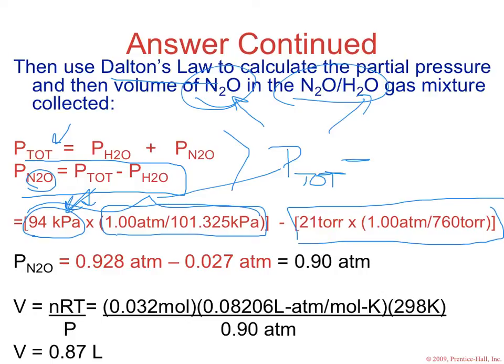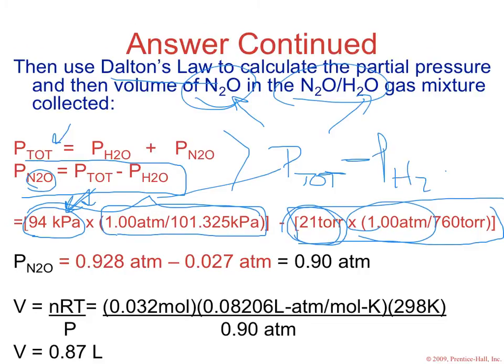which either the problem will give you or you'll be given a table of vapor pressures. The problem did tell you the temperature, so if you look at the temperature, the pressure for water vapor at that temperature is 21 torr. Again, converting it to atmospheres so that all the pressure readings are in the same units.